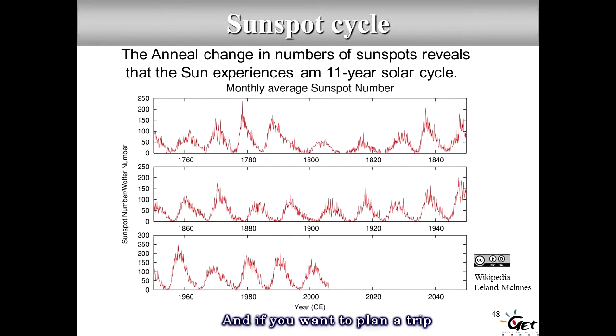And if you want to plan a trip to the Antarctica to see the aurora borealis, it's probably the best year before the next 11 years, because you will have lots of solar winds, so lots of auroras in the North and South Pole. So if you want to go, go this year, or you have to wait for 11 more years.